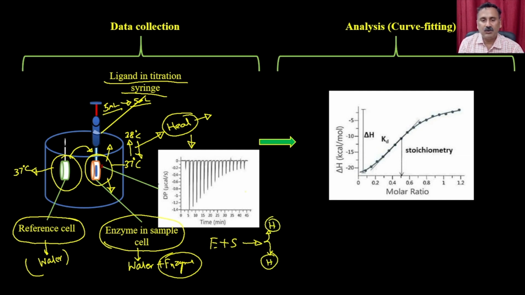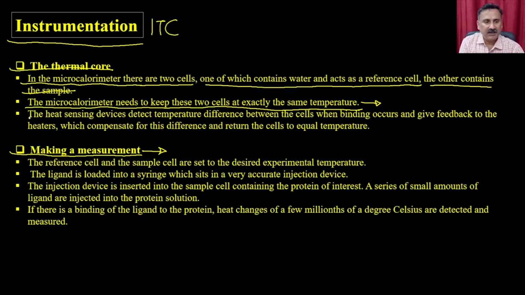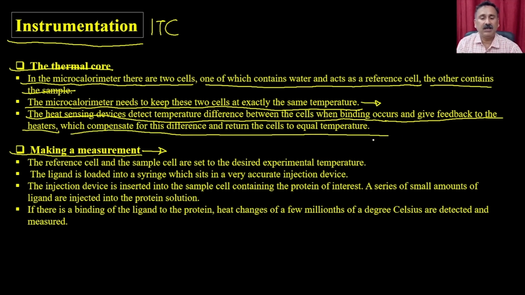In either of these cases, you are going to see a pattern like this. This pattern can be analyzed in subsequent steps, and that's how you can calculate the stoichiometry, the enthalpy, entropy, and all those kinds of thermodynamic parameters. The heat sensing device detects the temperature difference between the cells when binding occurs, and gives feedback to the heater, which compensates for this difference and returns the cell to the equal temperature.